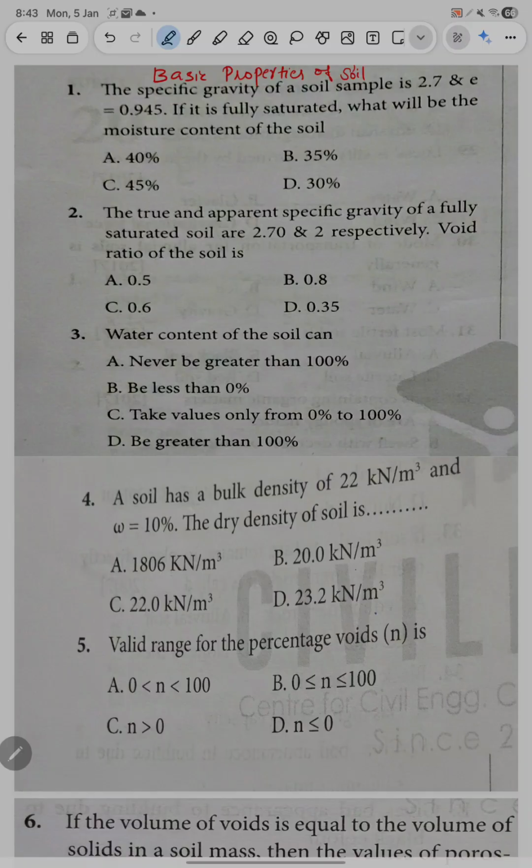So first question, the specific gravity of a soil sample is 2.7 and e, the void ratio, is 0.945. If it is fully saturated, what will be the moisture content of the soil? So in this question we'll go through different terms like specific gravity, void ratio, moisture content. So first we want to discuss some basic topics from these basic properties of soil. After that we will discuss this question.